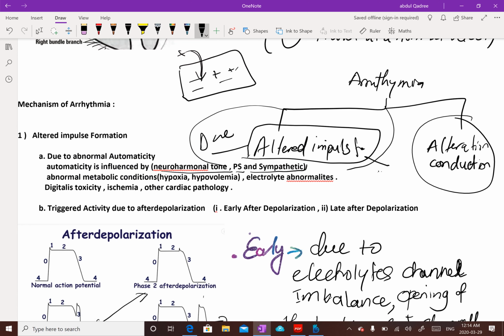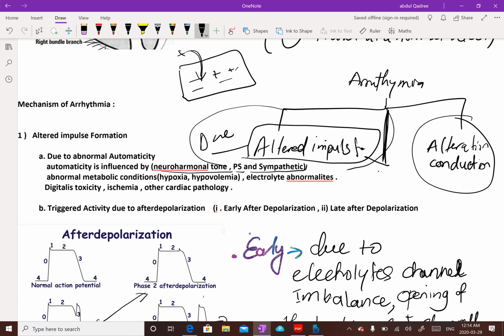Now let's say we have some problem with the alteration in the conduction system, right? Because the impulse formation, we figured it out. If there's an impulse formation problem, we know it's either because of abnormal automaticity, where another ectopic focus has taken over, or some sort of neural hormonal tone has influenced the SA node, or we probably have some sort of triggered activity due to after depolarization. So this was one mechanism of arrhythmia that can happen.